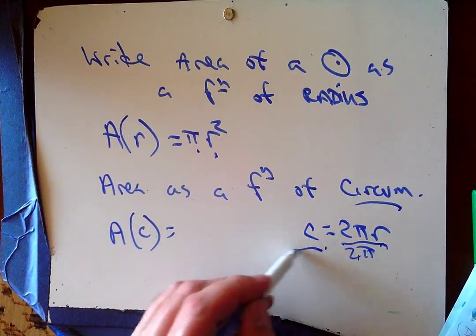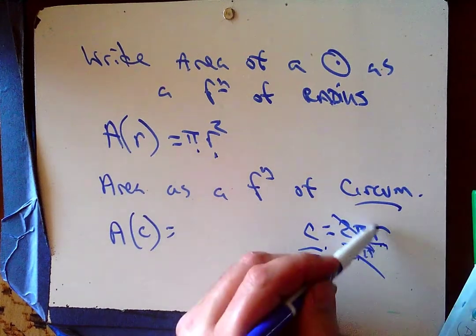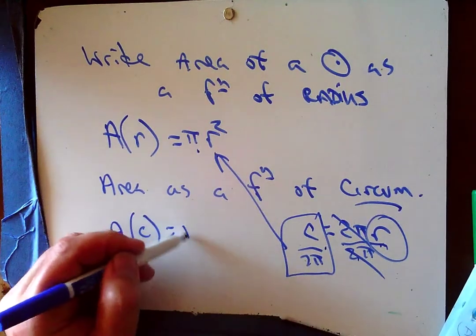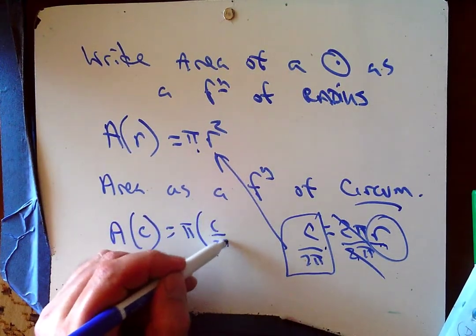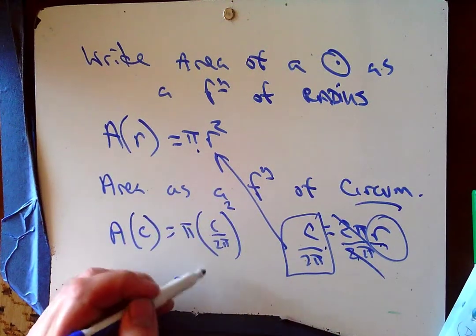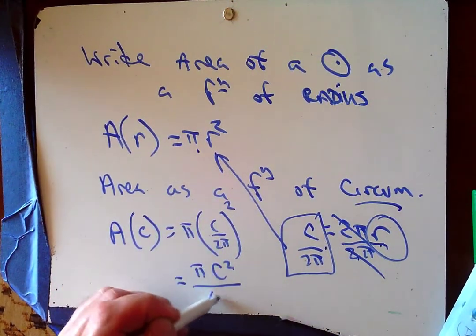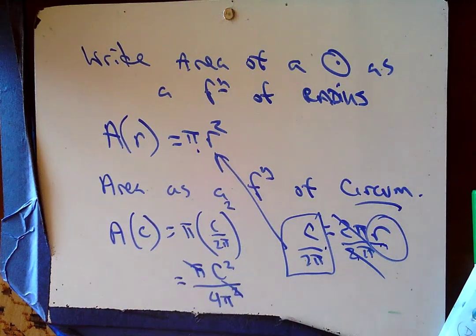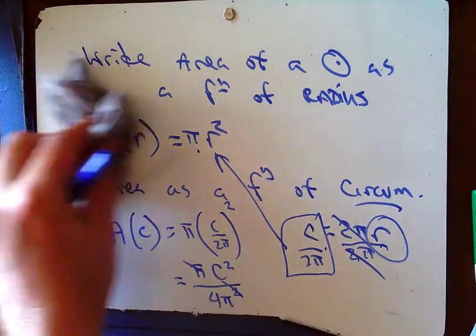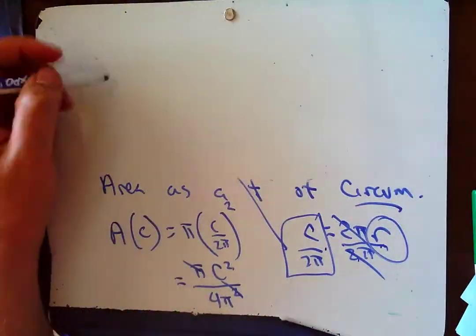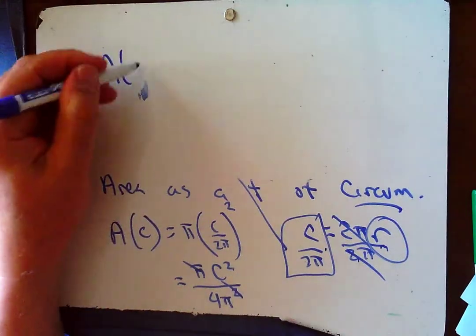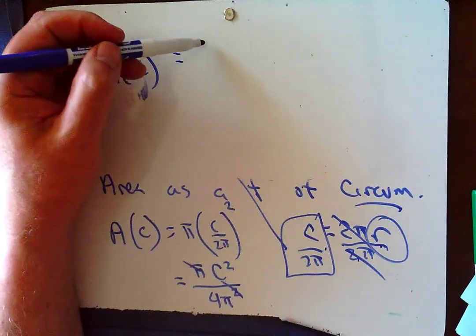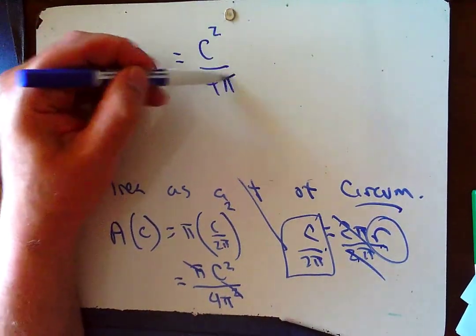If I divide both sides by 2 pi, I can get r by itself, and then I can take this and replace it in here. So pi c over 2 pi squared. So pi c squared over 4 pi squared. We can cancel a pi there. And so area as a function of circumference, where area is the output and circumference is the input, is going to be c squared over 4 pi.